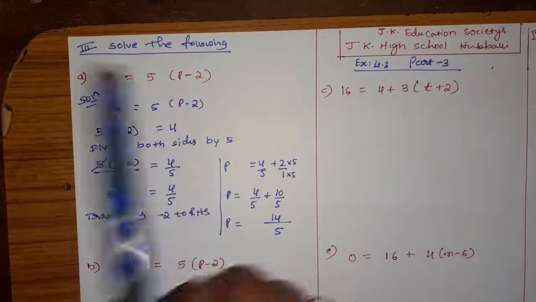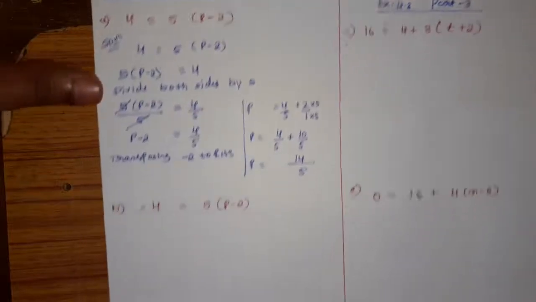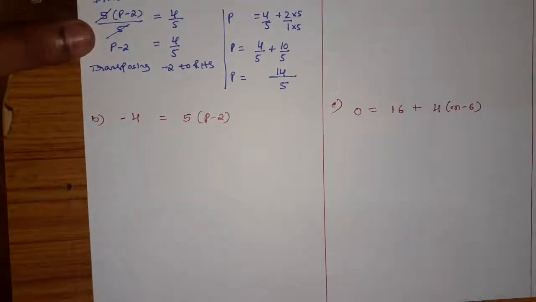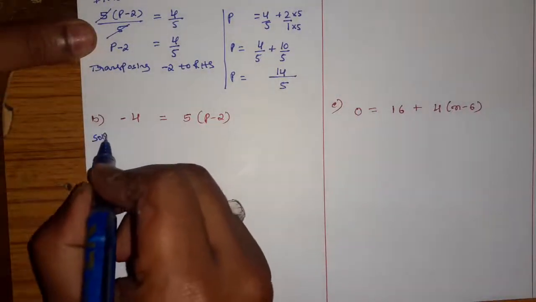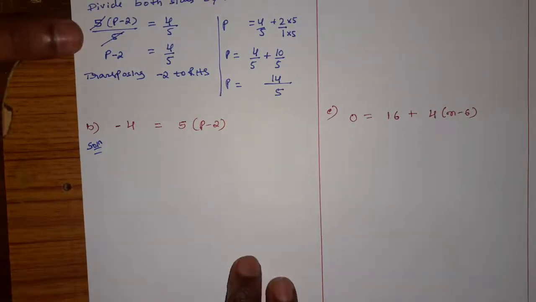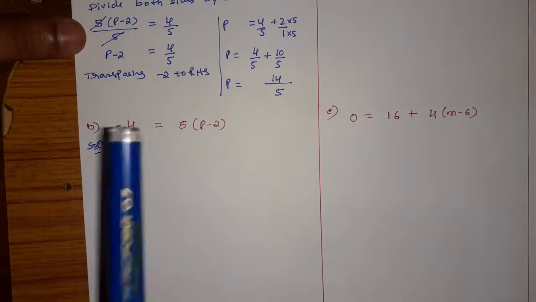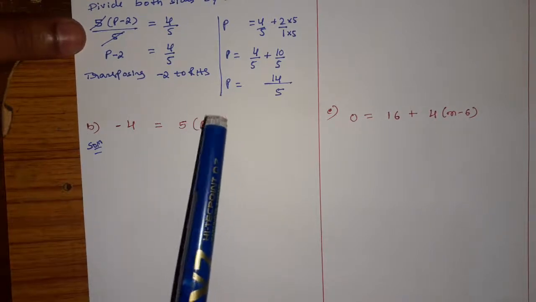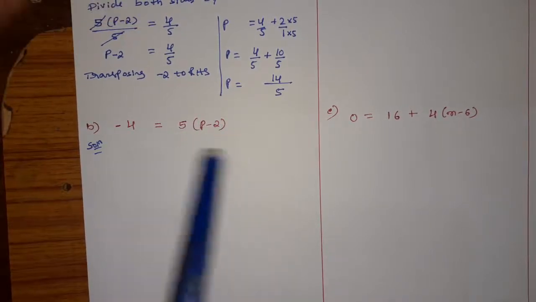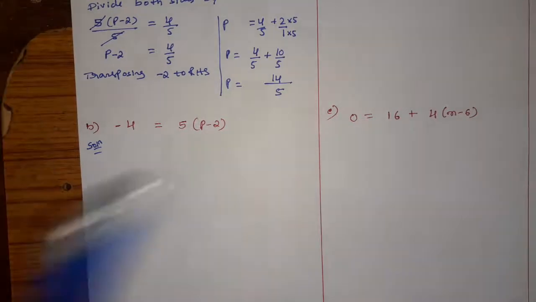Okay, similarly we'll move to the second problem. Solution. Okay, once again the same problem is in front of us. The variable is on the RHS. Just exchange the LHS and RHS.